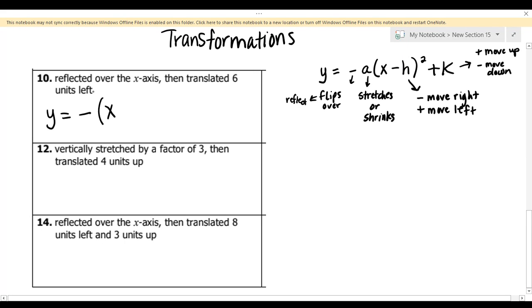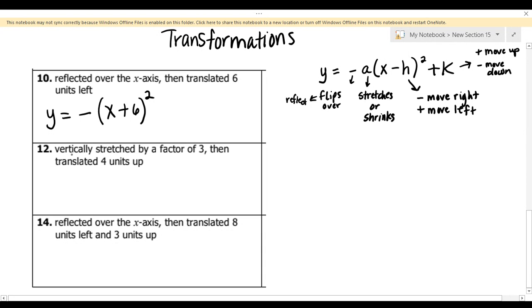And then since it's going left, left means it's plus an h number, and that h number is 6. So we're going to put plus 6. Okay. We don't need to put a k number because it doesn't move up or down. We do need our squared though. Okay, so that's all you have to write for number 10.